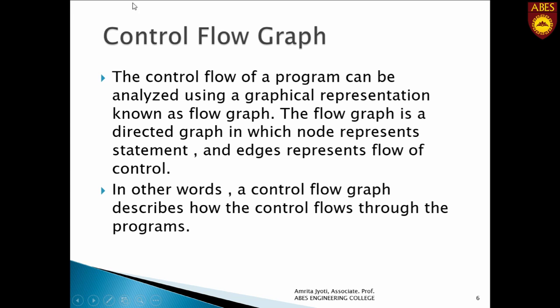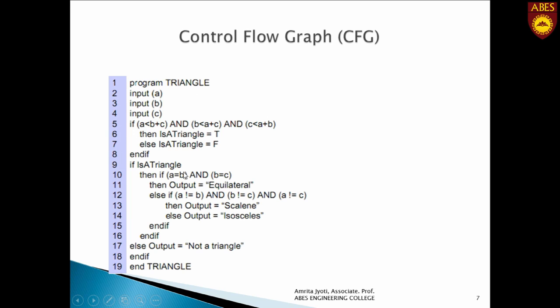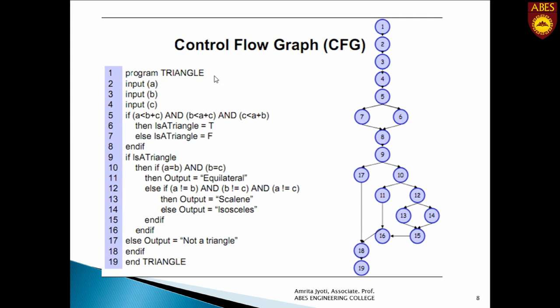Control flow graph. Actually, a control flow graph is a graphical representation of the software program. In this control flow graph, a single node represents a single statement of the software program, and an edge represents the flow of control between the nodes. So this is a simple example of the triangle problem. There are 19 statements, and from these 19 statements we create this control flow graph. The 19 statements represent the 19 nodes in this control flow graph, and the edges represent the flow of control between the nodes.